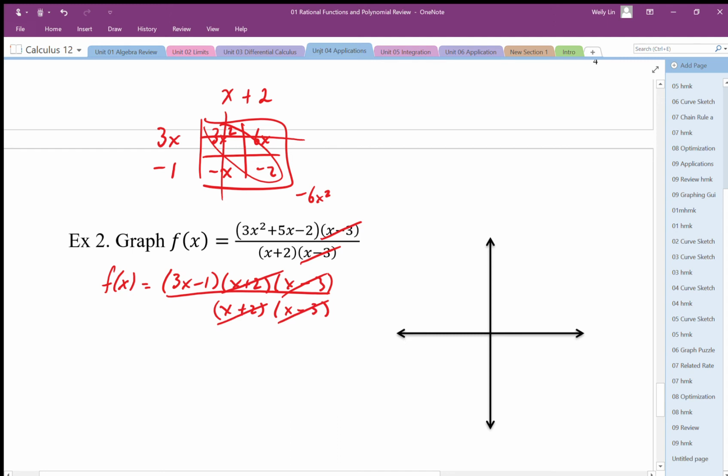Really what I'm going to be left with is, this is actually a linear function, because I don't have a vertical asymptote, because everything cancels. So 3x minus 1 means I have a slope of 3 going through that -1 coordinate, and I'm going to have a hole at +3, and I'm going to have a hole at -3. So that's what the graph's going to look like.